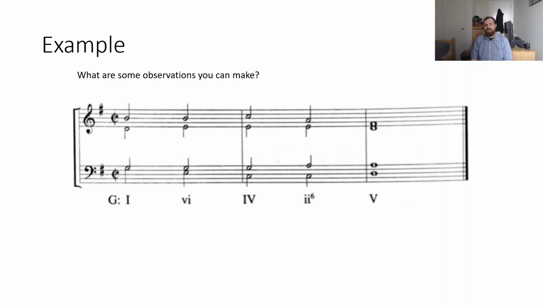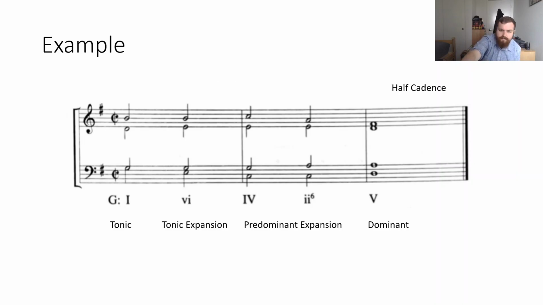What are some observations you can make here? You've been given an analysis, so you see where 6 is. You've got the 6th chord in the 2nd position, so would this be kind of a predominant or more of a tonic expansion 6? What's happening here is we've got, of course, a half cadence. The 1st chord is tonic, of course.